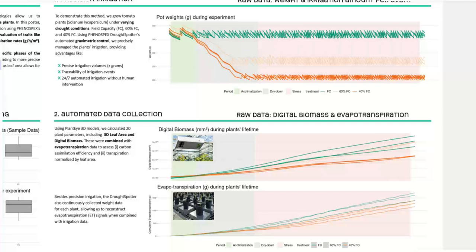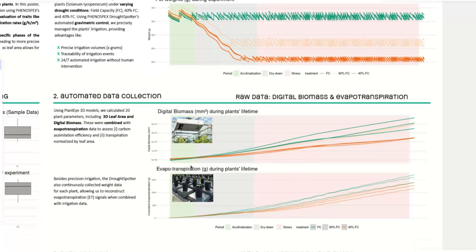Ultimately, we aim to find out if the plants grown under drought conditions are more efficient in their water use. Therefore, we used the Phenospex PlantEye to collect data about the growth of the plants. In addition, the weight data from the DroughtSpotter is transformed into an evapotranspiration signal, listing the cumulative transpiration for each plant at any given time point.